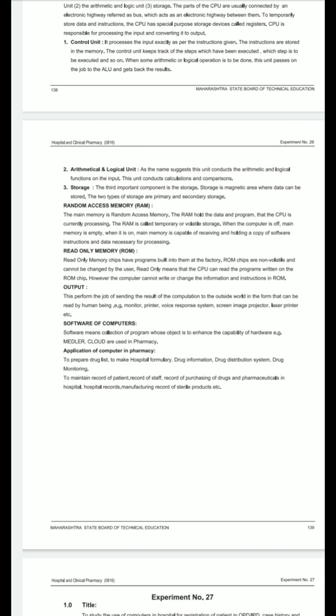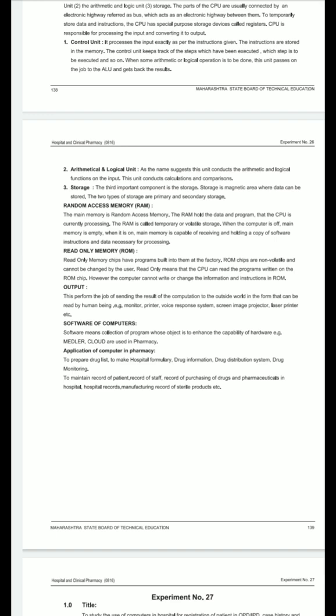Then read only memory, that is ROM. Read only memory chips have programs built into them at the factory. ROM chips are non-volatile and cannot be changed by the user. Read only means that the CPU can read the program written on the ROM chip. However, the computer cannot write or change the information and instructions in ROM.